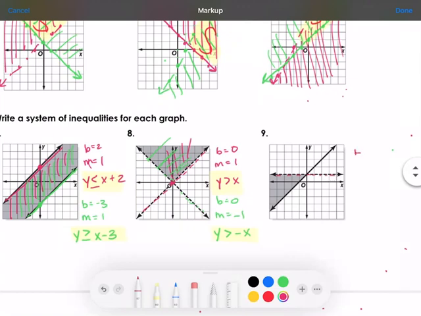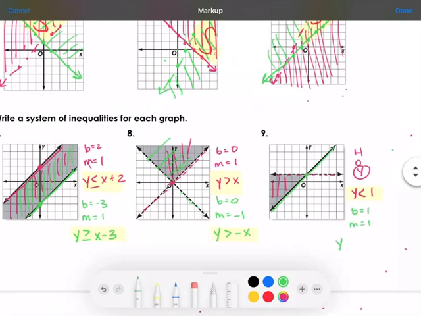So this line here, it's dotted and it's horizontal. So if I think about it, a horizontal line is going to be y, a y line. So y, my shading is going down, so y is less than, it's dotted, so just less than, not equal to. Y is less than, and this point is 1. So that's my first inequality.